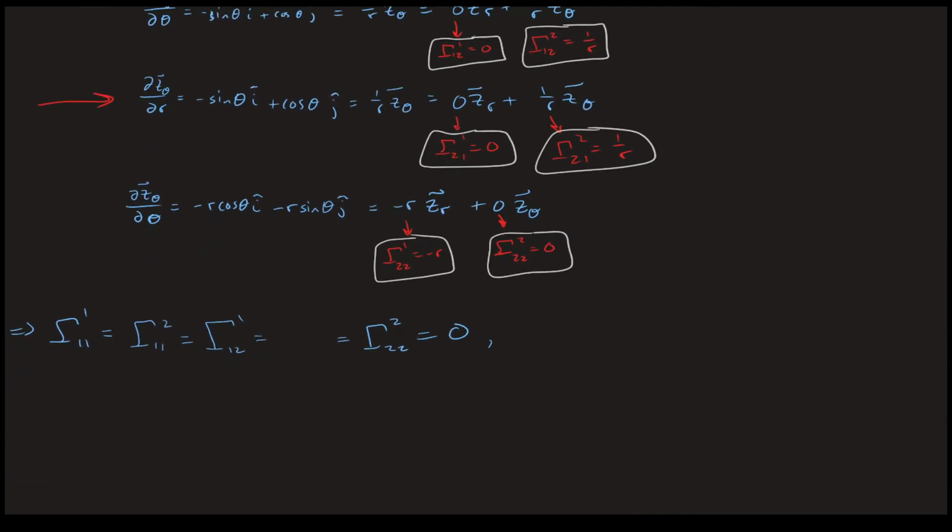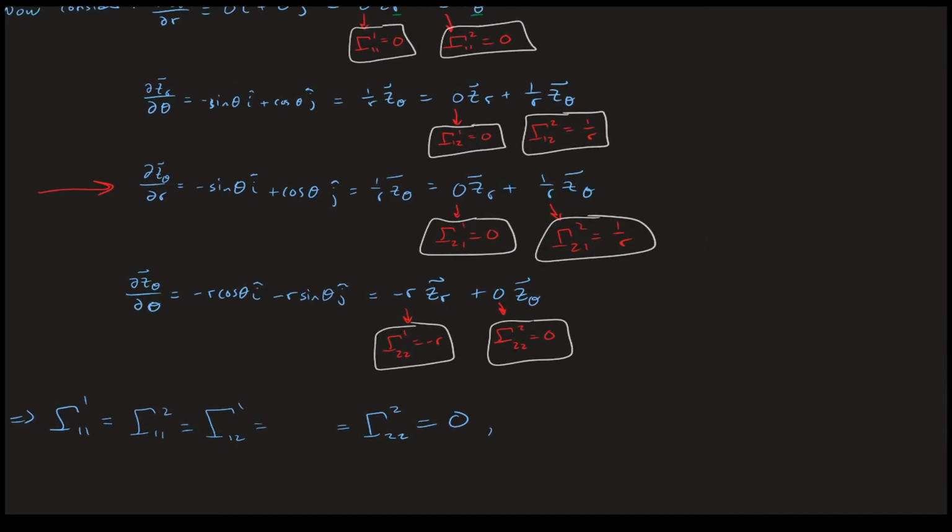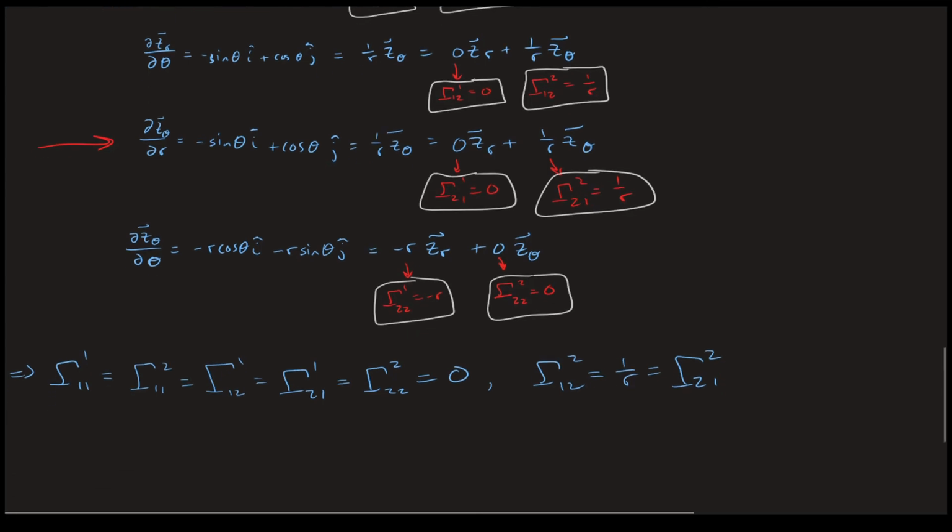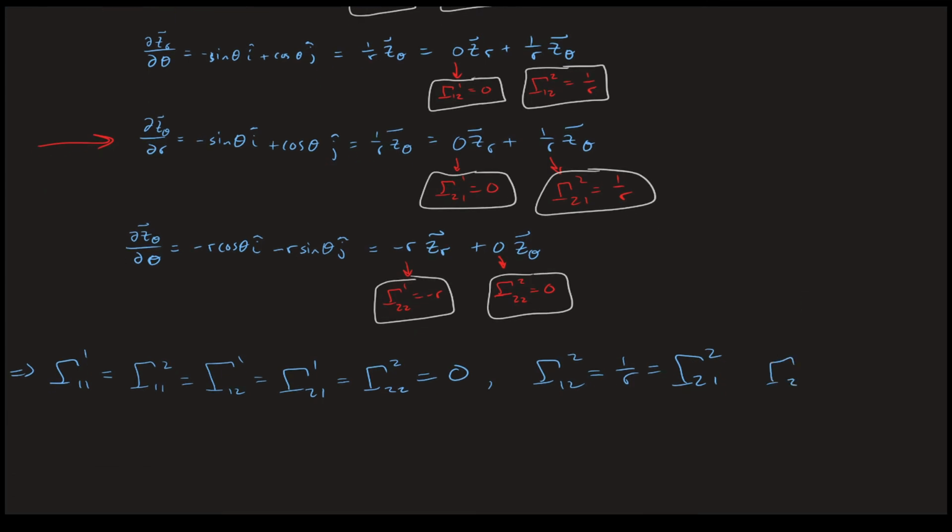Okay, so which ones are 0? 111, 112, 121, 211, and 222. Now gamma 1, 2 down, 2 up equals 1 over r equals gamma 2, 1 down, 2 up, and then gamma 2, 2 down, 1 up is negative r. So that is our set of Christoffel symbols.